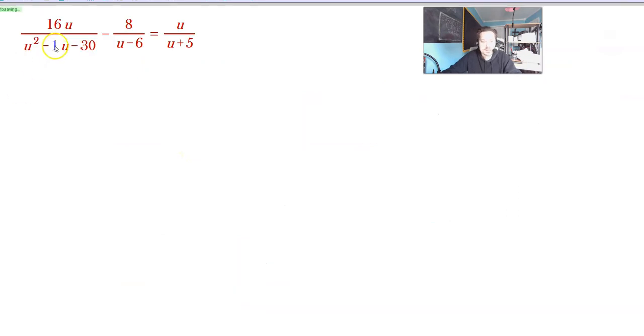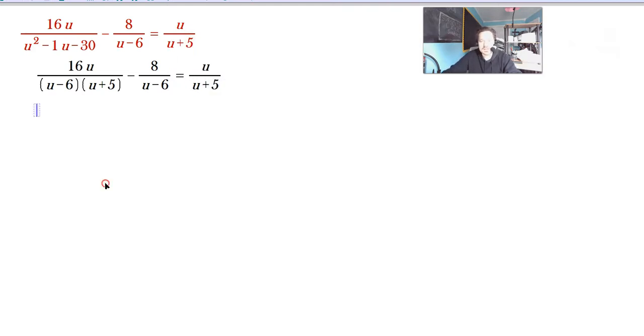So to work this out, we have to factor the denominator first. You're going to have 16u, and you're going to divide that by u minus 6 and then u plus 5. The reason is negative 6 times 5 is negative 30, and negative 6 plus 5 is negative 1 on the u. Then you can do minus 8 divided by u minus 6. And then you have here u over u plus 5.